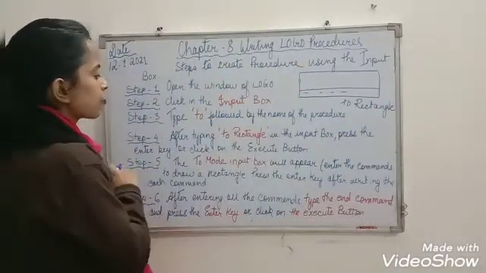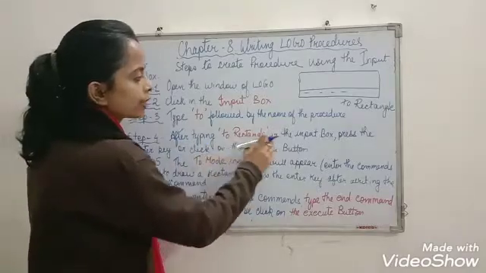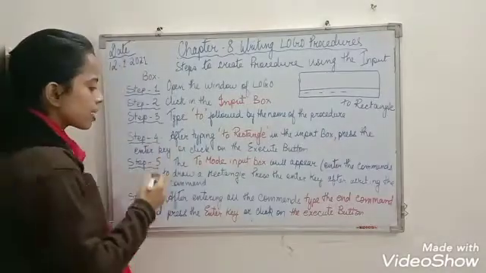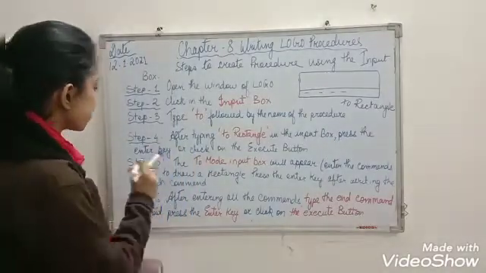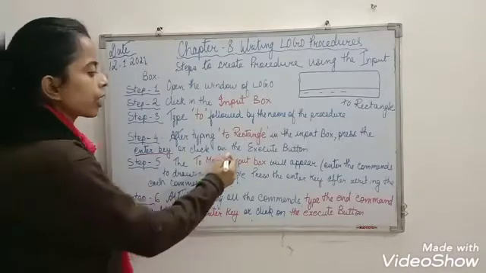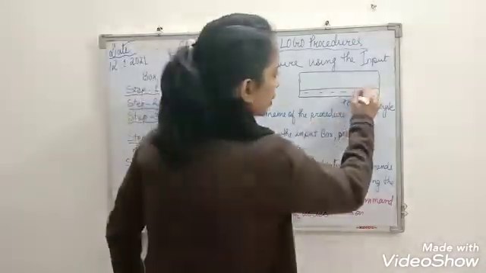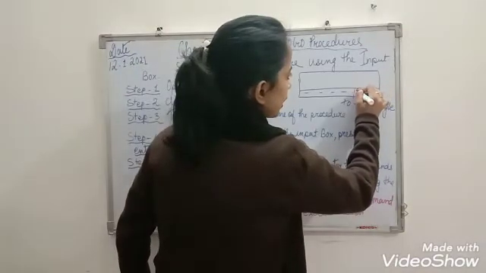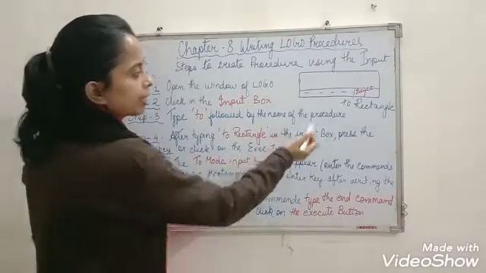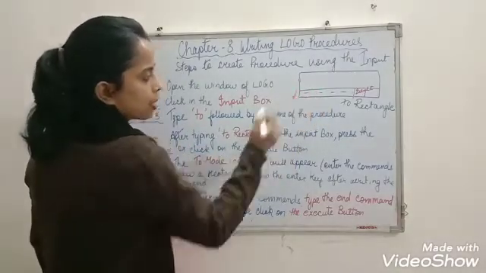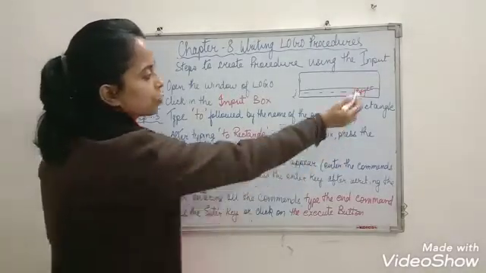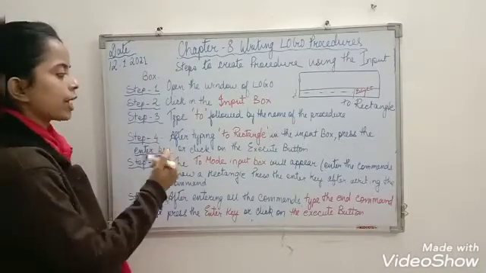Okay. Step 4. After typing 2 rectangle in the input box, press the enter key or click on the execute button. You will get the execute button here. So after typing 2 rectangle in the input box, in this particular part, press the enter key or click on the execute button. You have to press the execute button or enter key.